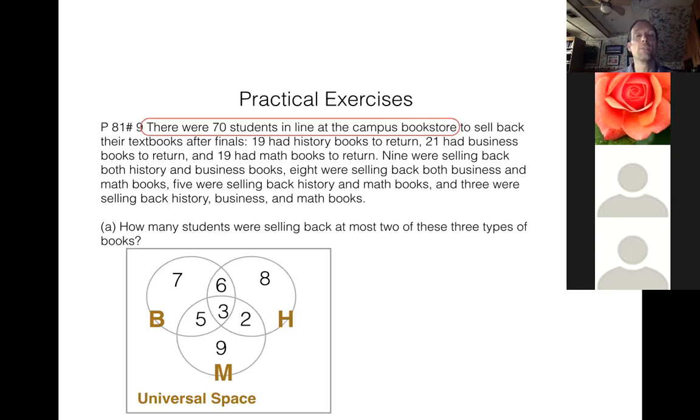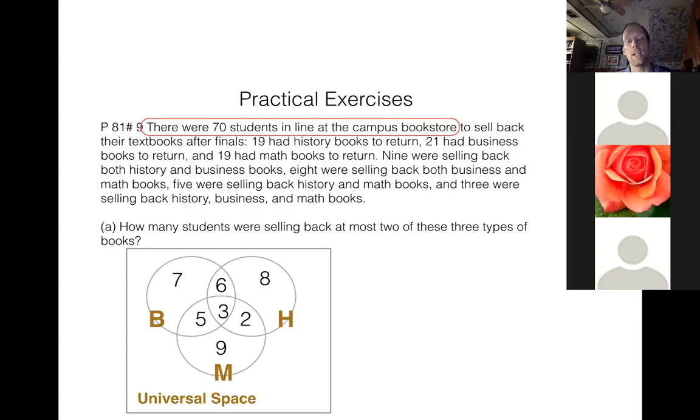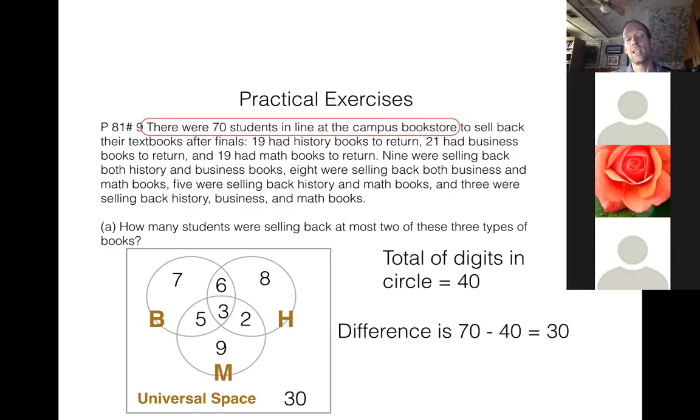Okay, so how do we handle this? Any ideas on how we can figure out how many people are going to be in the universal space that are not in any of those circles we've already put numbers in for? You have to add up like each circle on its own? Exactly correct. What we're going to do is take all of the numbers and we're going to find out what they total up to. And that's going to be a 40. And now we got to figure out what's the difference between 40 and 70. That's going to leave us with 30. And it's going to let us know that we have to put that 30 into the universal space. And now we're finally finished with the diagram. So after all that's filled in, then we can start to answer the questions.